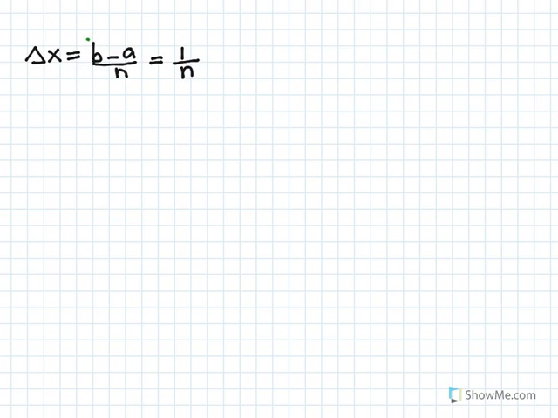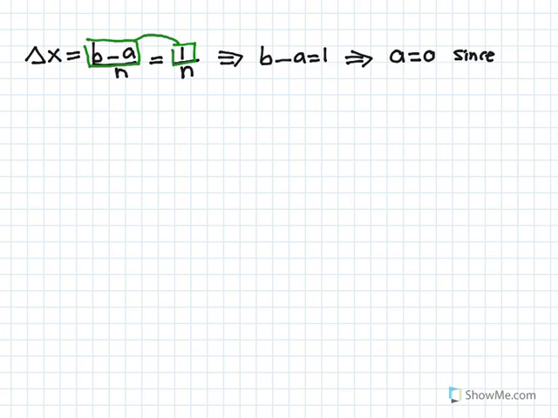Now, if we equate the numerators, b minus a is equal to 1. Clearly we can see that b minus a is equal to 1. That implies that a is equal to 0, since b was found earlier to be 1.